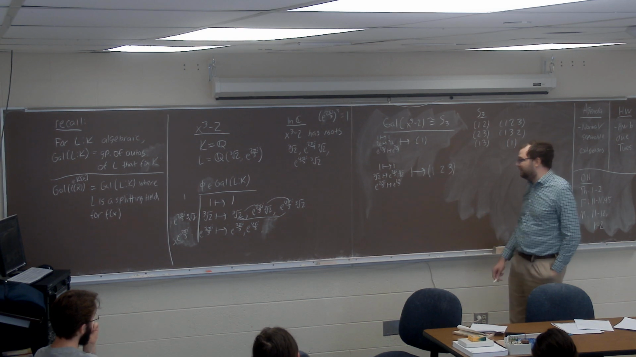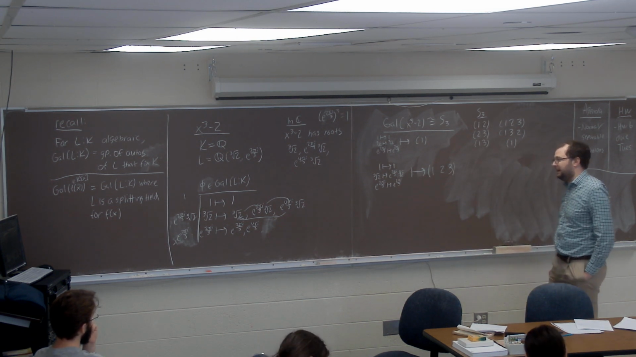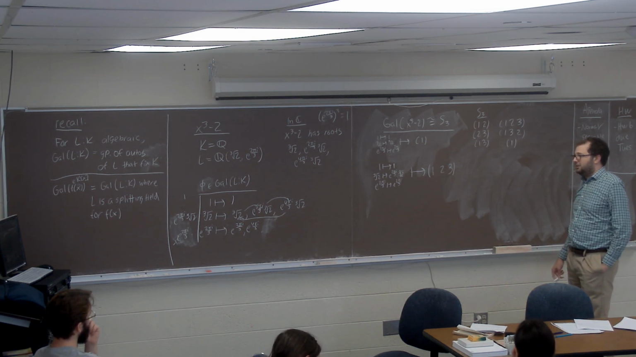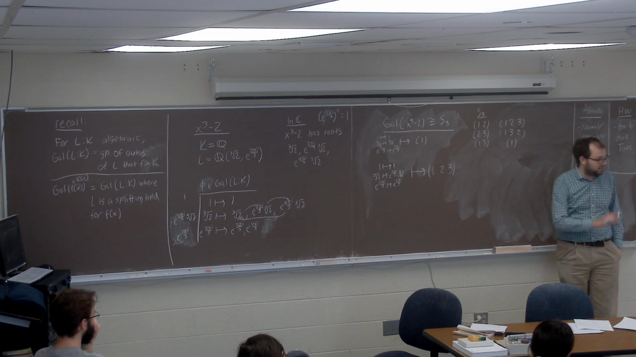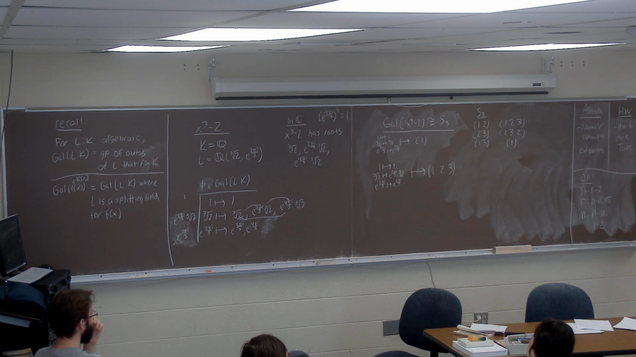I like this way because I think it's the simplest and involves me writing out e to the 2 pi i over 3 the fewest number of times, or cube root of 2 the fewest number of times. But that's just me.